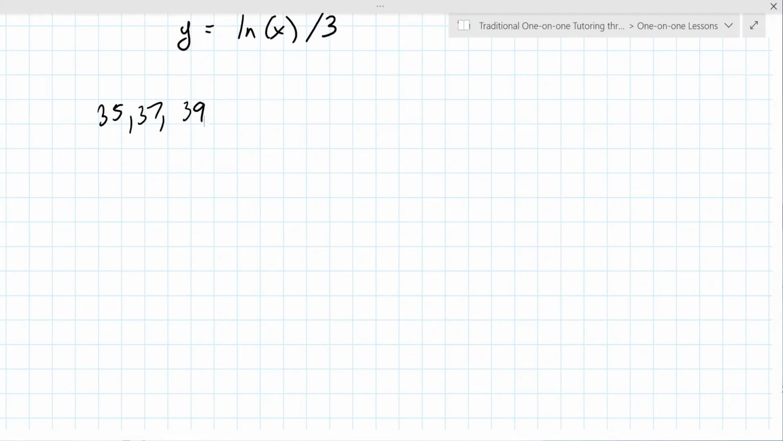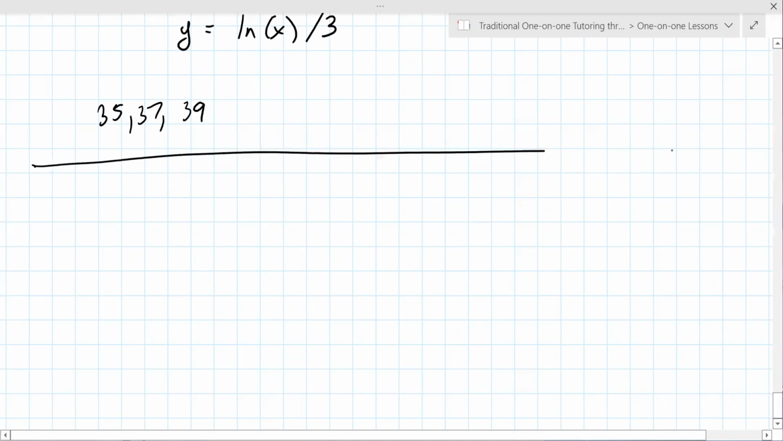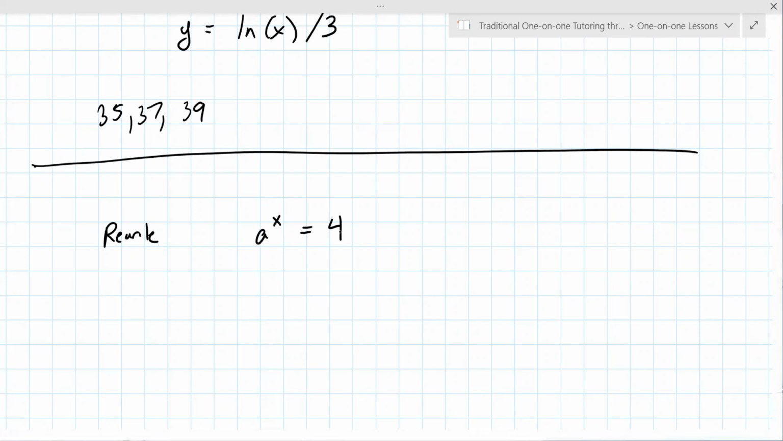Okay. Let me give you a few problems here to look at. So let's do a rewrite here. Rewrite a to the x equals 4, and you're rewriting it in log notation. I've made this one intentionally hard just to see if there is full understanding. So if you don't get it, we'll do some easier ones. So rewrite this into log form.